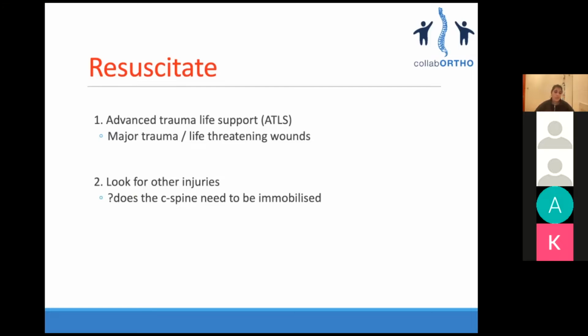Sometimes the limb itself is a life-threatening injury, for example, an open femoral fracture, and they're bleeding and bleeding and bleeding. So that is a life-threatening injury. And you look for other injuries. So don't just be so fixated on the bone itself, particularly with a major trauma. There could be other things going on. So for example, the C-spine, if it's a road traffic accident, does the patient need the C-spine immobilized? So always look out for other injuries.